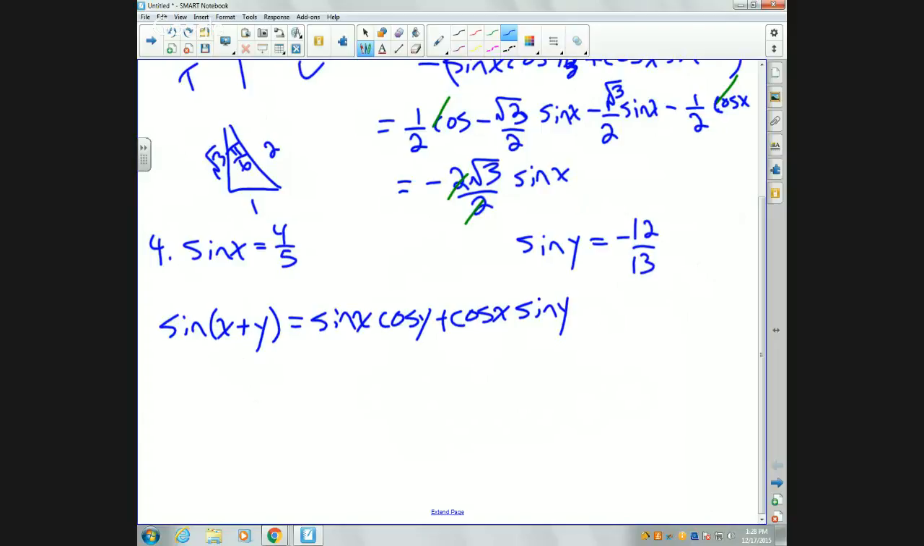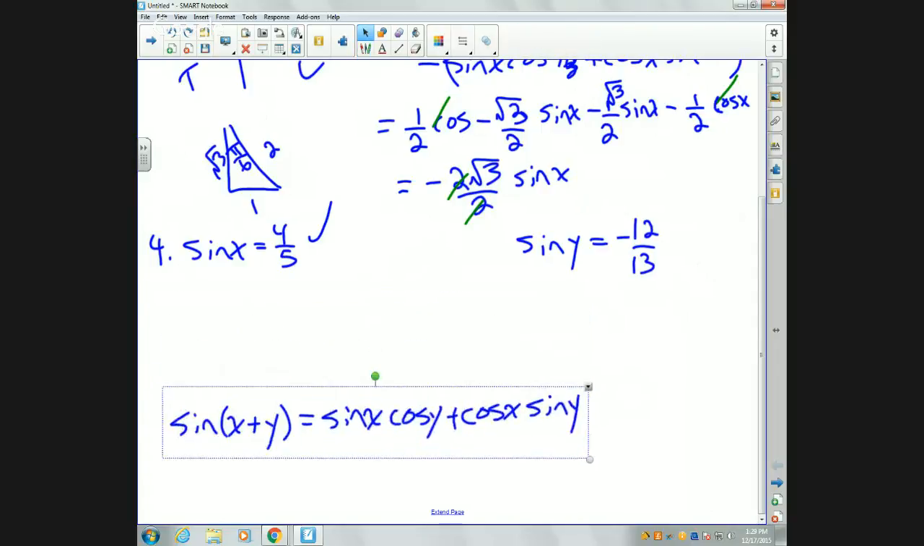So in order to answer this question, we need to know what the sine of x is. We have that right here. We need to know what the cos of y is. We don't have that. And we need to know what the cos of x is, and we don't have that. And we need to know what the sine of y is. So let's do a little bit of work here.